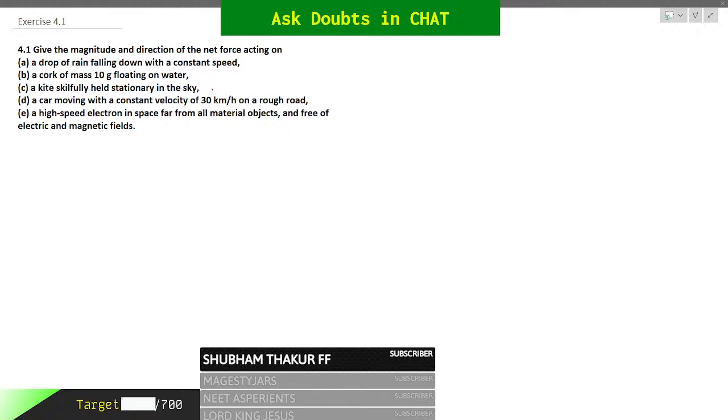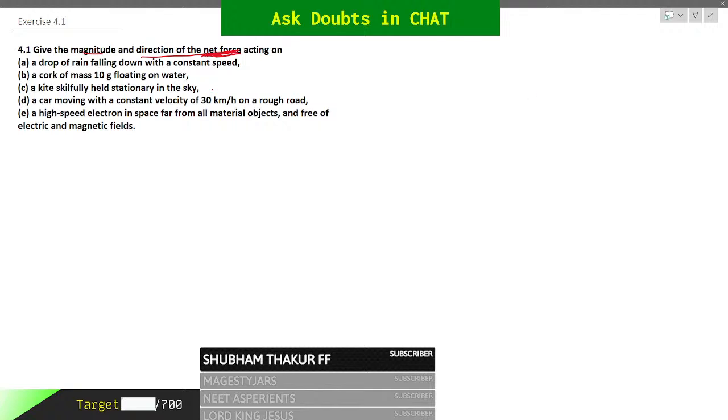So let's come to the first question. It says: give the magnitude and the direction of the net force acting on a raindrop falling down with a constant speed. So here the question is asking about the net force. Let us consider all the 5 scenarios that are given.